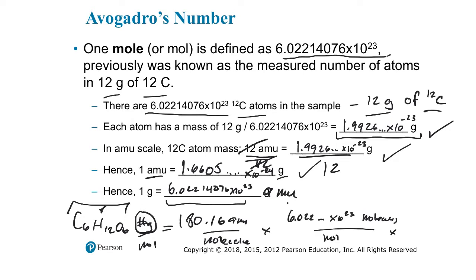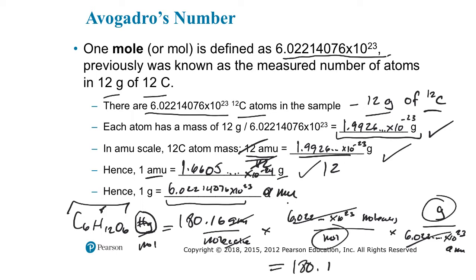And then I know there's 6.022 times 10 to the 23 AMU per gram. So this Avogadro's number cancels out, and the AMU and molecule cancel out, leaving grams per mole. So this would be equal to 180.16 grams per mole.